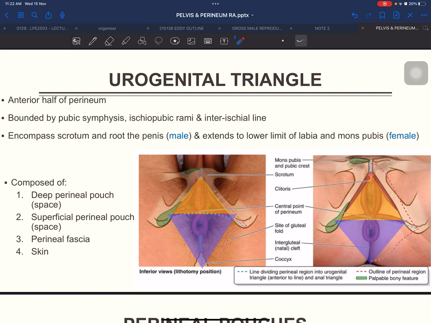Urogenital triangle. What are the components? The structures inside the urogenital triangle are two spaces or pouches. Some books call it space, some books call it pouch. So it's the deep perineal pouch and superficial perineal pouch, then perineal fascia and skin. This is from inside to outside, from deep to superficial: deep perineal pouch, superficial perineal pouch, the fascia and also the skin.